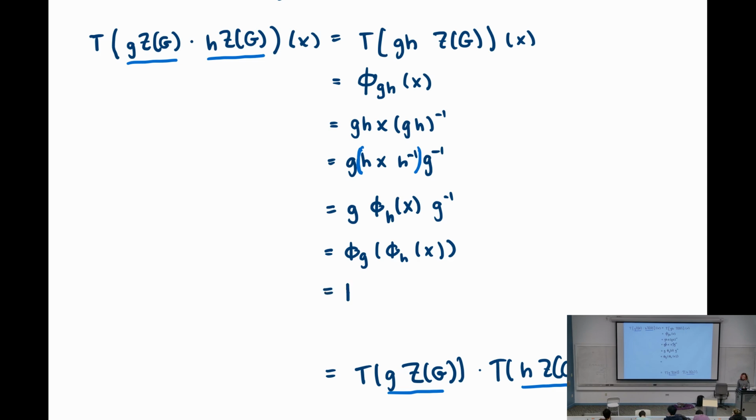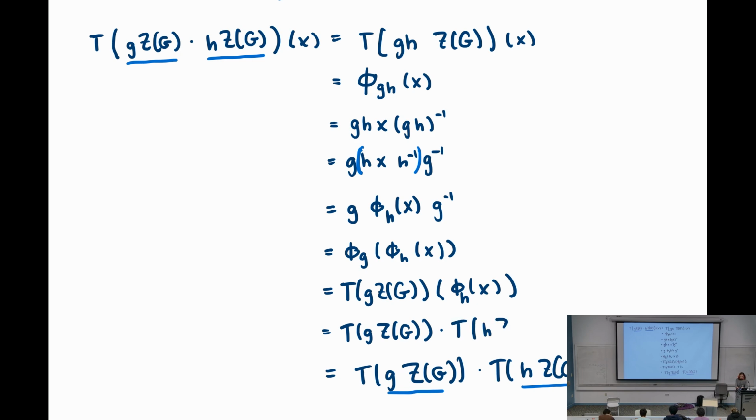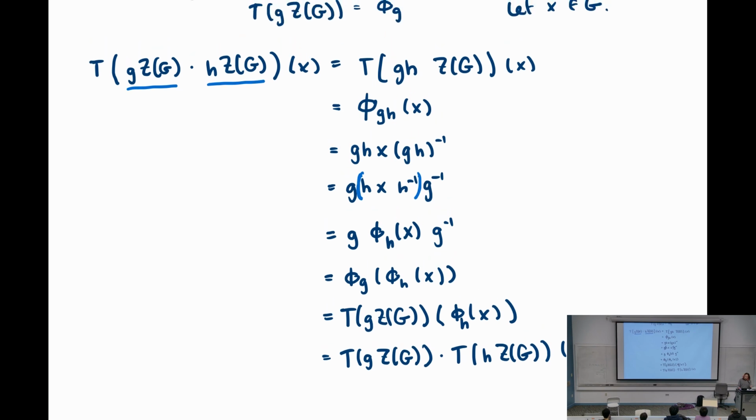So phi_g is of course T of g Z(G), and that is some inner automorphism. We're applying that to the element phi_h of x, and phi_h of x is, so I have T of g Z(G), and then phi_h is T of h Z(G), and I'm applying all of this to the element x. Okay, so we finally have gotten to the end of this. So that shows that my map is operation preserving, and that completes the proof of this isomorphism.